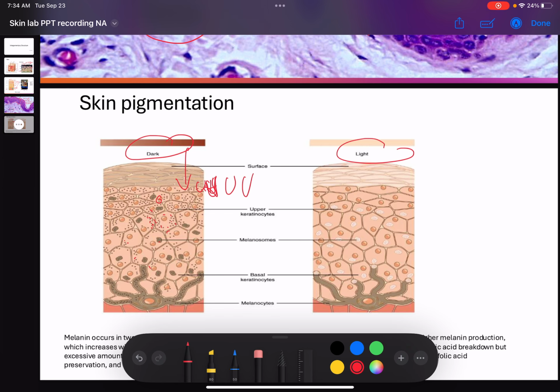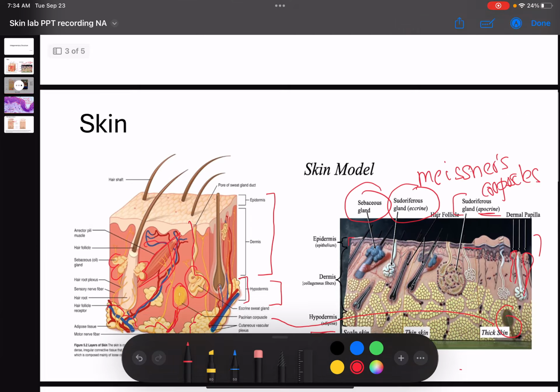Okay, that's it for this. Make sure you look at these slides, models and stuff.